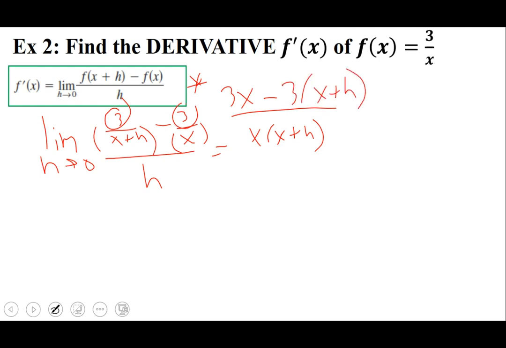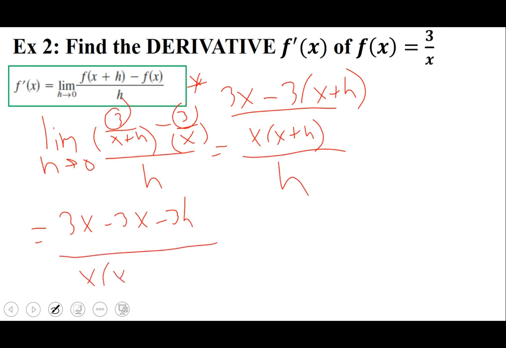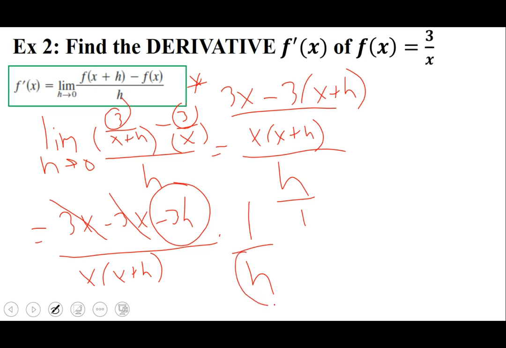And of course, don't forget to use parentheses. This is all still over h. So on the top, I get 3x distribute minus 3x distribute minus 3h over x times x plus h. And then because this is h over 1, the way to get rid of complex fractions is, of course, to keep change flip. So much cancellation should always be happening here, guys. If it's not, then it's a big, big problem. So these 3 x's cancel out. This negative 3h and this h can be reduced. Cancel an h from both, and you're left with just a negative 3 in the numerator.